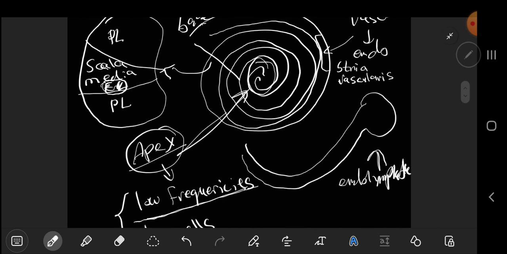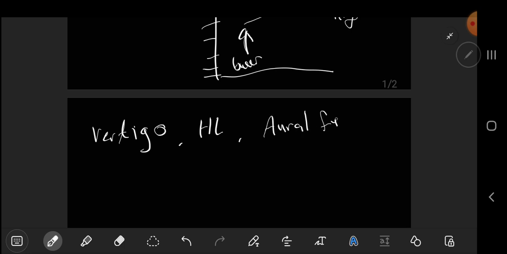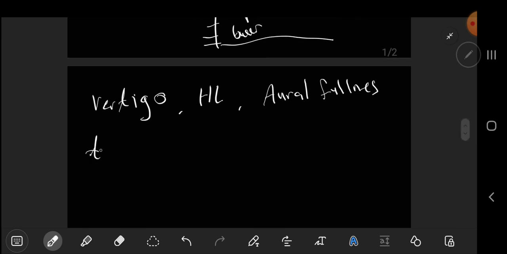But there are other problems that this endolymph hydrops, accumulation of endolymph, can cause. It can cause vertigo, and this is more related to the labyrinth. It can cause hearing loss, as we just discussed. It can cause aural fullness, a feeling of pressure inside the ears. It can cause tinnitus. So, hearing loss in the low frequencies.